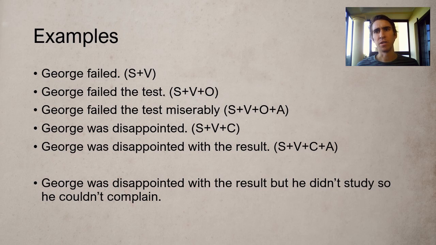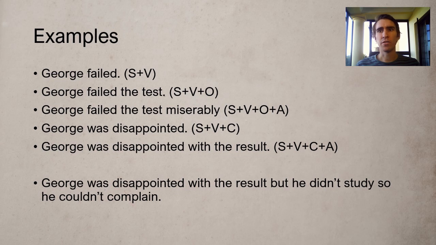Let's move on to another example where we have a complement. George was disappointed. George is our subject. It's the noun phrase. Was is your linking verb, your verb phrase. Disappointed is an adjective and forms your adjectival phrase and therefore acts as the complement here.